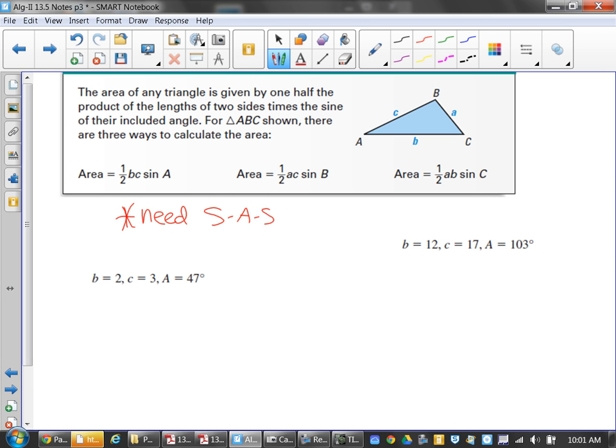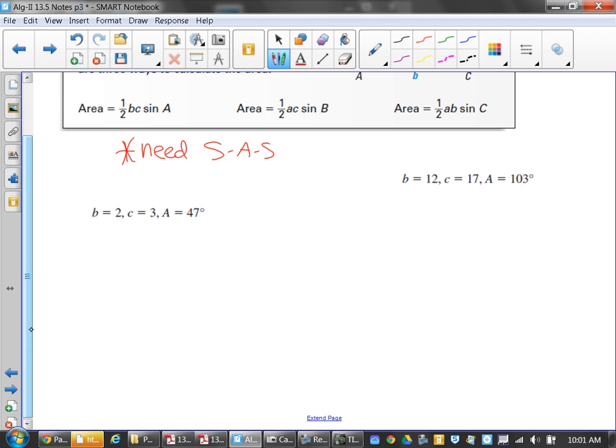But once you get side-angle-side in a given triangle, you can use this scenario to set it up. And it's nothing more than taking 1/2 your 2 sides times the sine of the included angle. That's the area. It's that fast. That's all it is. The only caveat here is you've got to have side-angle-side in order for it to work. That's the only thing you have to have with these.